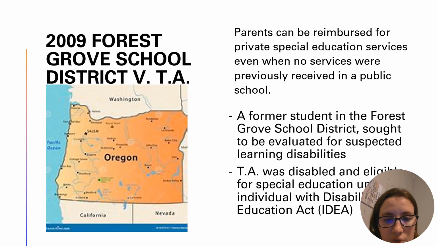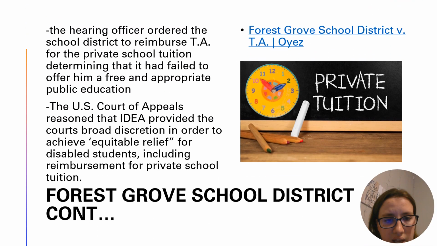A former student in the Forest Grove School District sought to be evaluated for specific learning disabilities. And then the hearing officer ordered that the school district reimburse T.A. for the private school tuition, determining that it had failed to offer him a free and appropriate public education, and the U.S. Court of Appeals reasoned the IDEA provided the court broad discretion in order to achieve equitable relief for disabled students, including reimbursement for private school tuition.